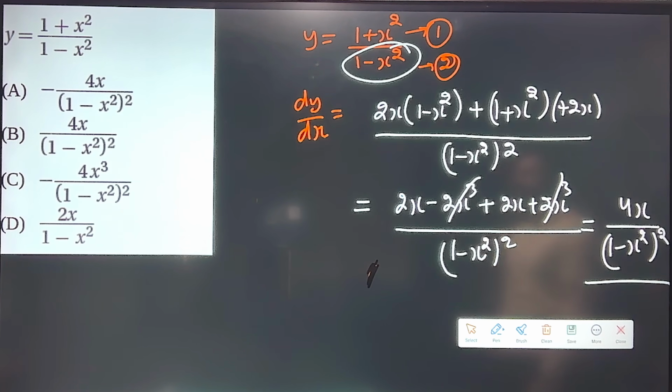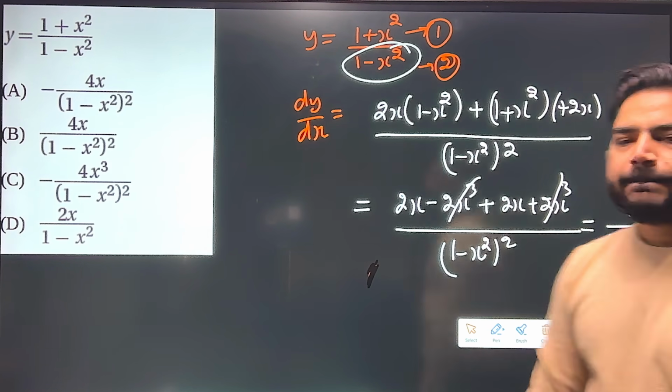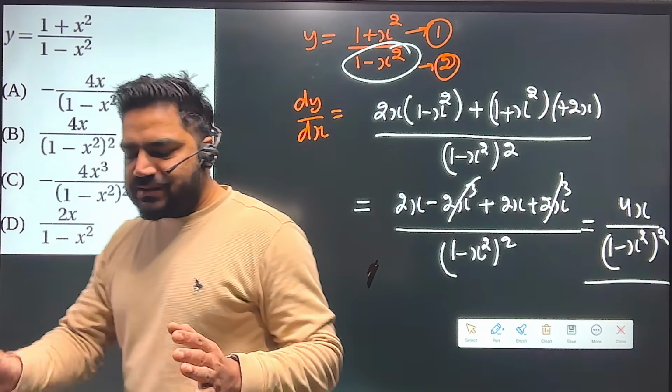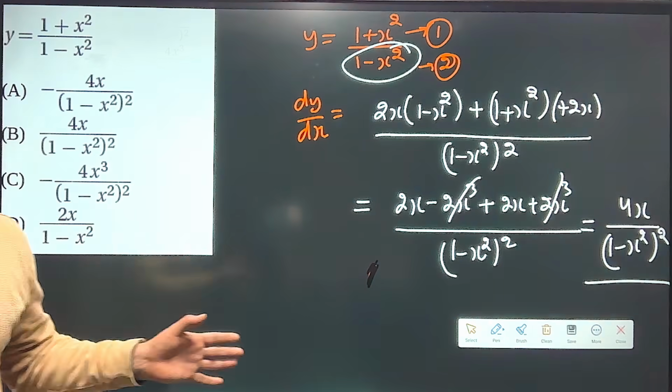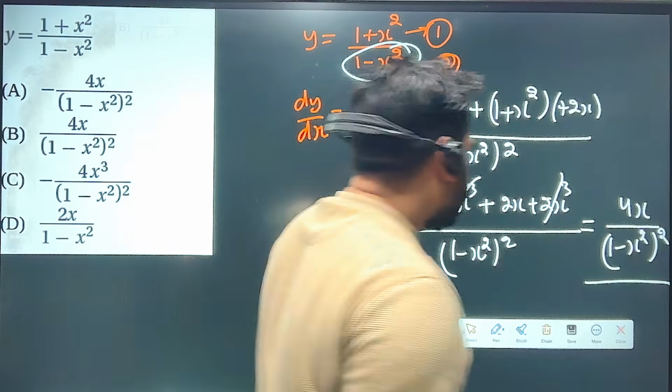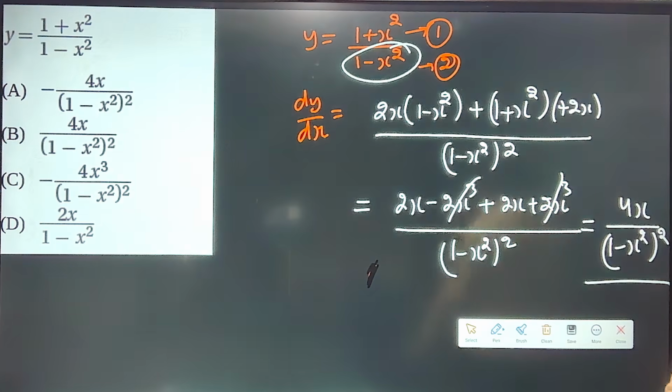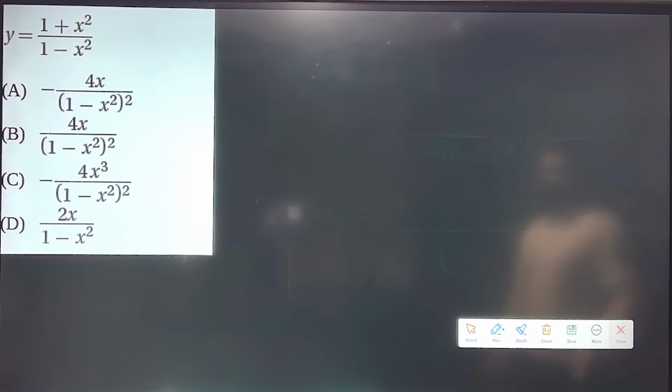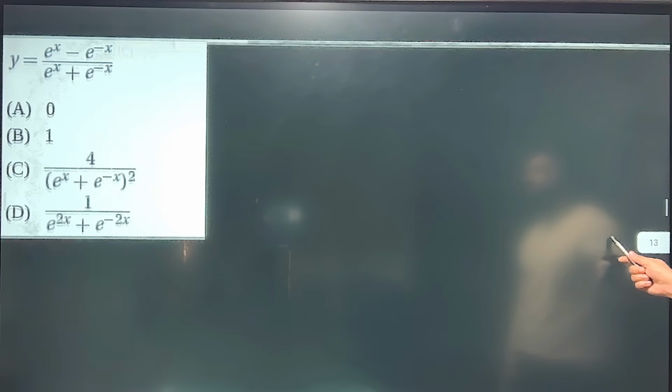This is our answer. Yeah, so very easily we can solve this. So which option is matching? Second, B option is matching: 4x by 1 minus x square. So very easily you can solve these types of questions if they come in the exam of AP Calculus AB as well as BC. So, moving on to the next question.